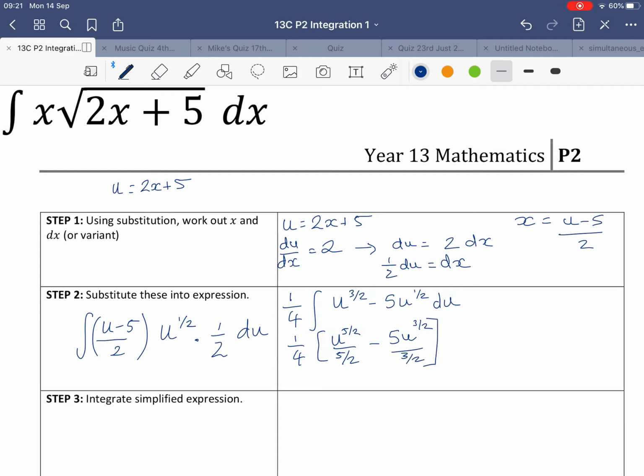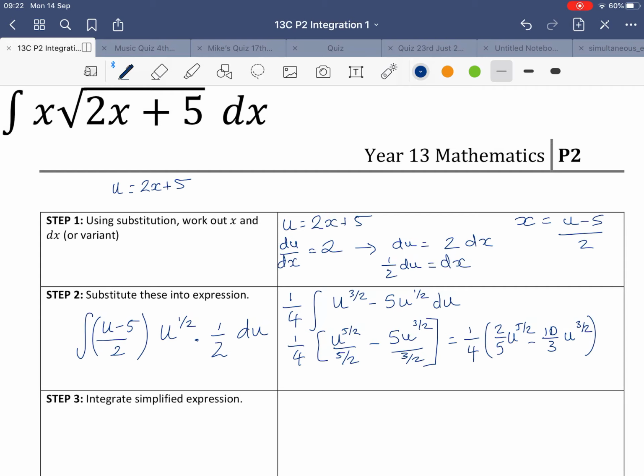And when we tidy that up, I get a quarter times 2/5 u to the 5 over 2 minus 10/3 u to the 3 over 2.